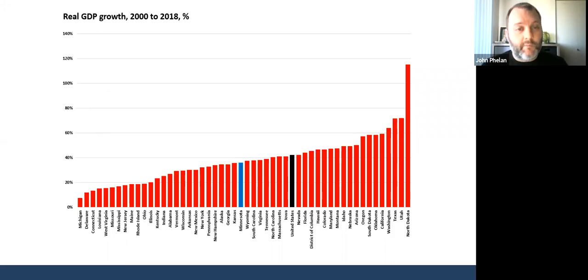You'll see the light blue bar, that's us, that's Minnesota. That's our real GDP growth since the start of the 21st century. Unfortunately, we are to the left of the black bar, which is the US rate.